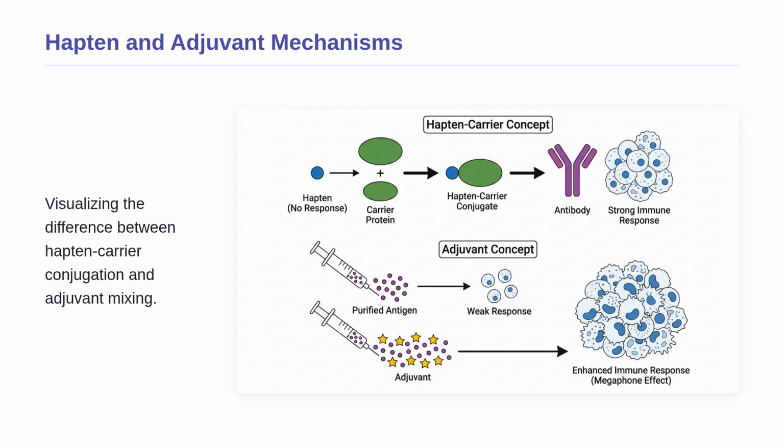On the right, in section B, we see the adjuvant concept. Here, the purified antigen and the yellow adjuvant are not physically attached. They are simply injected together. The top path shows the weak response of the antigen alone, while the bottom path shows how the adjuvant acts as a megaphone, creating a massive, enhanced immune response.